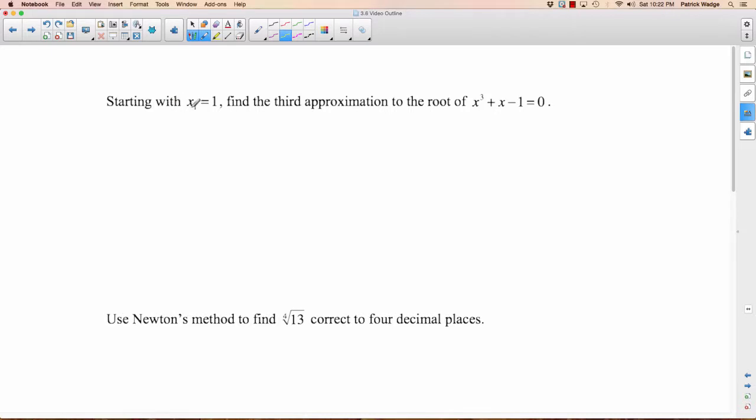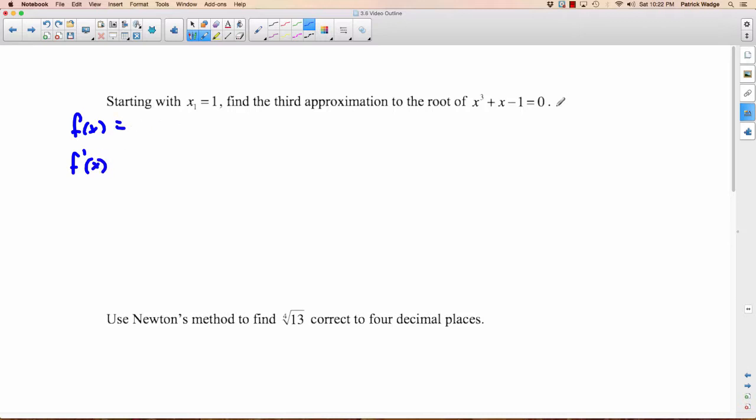So it says starting with x1 equals 1, find the third approximation to the root of x cubed plus x minus 1 equals 0. So we want to figure out what the answer is. What value or values could I put into this x here and this x here so that left hand side equals 0? So there's two things you need to be clear of here. First of all, what's f of x? And second, which is going to be very useful, what's f prime of x?